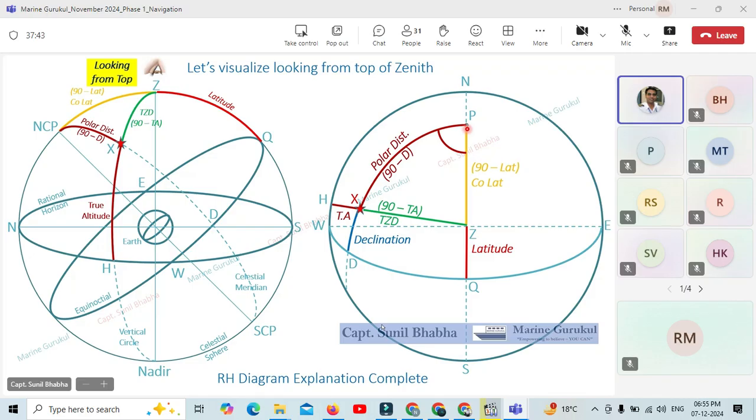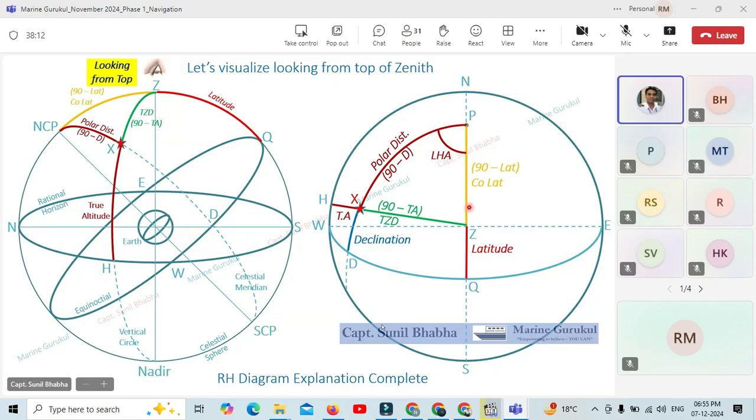Angle at the pole contained between the celestial meridian of the observer and the celestial meridian passing through the celestial body, measured westwards. You can see from the observer's meridian, we are measuring this angle in a westerly direction. The left side in the diagram is the westerly direction. So this angle P is the LHA, local hour angle of the body.